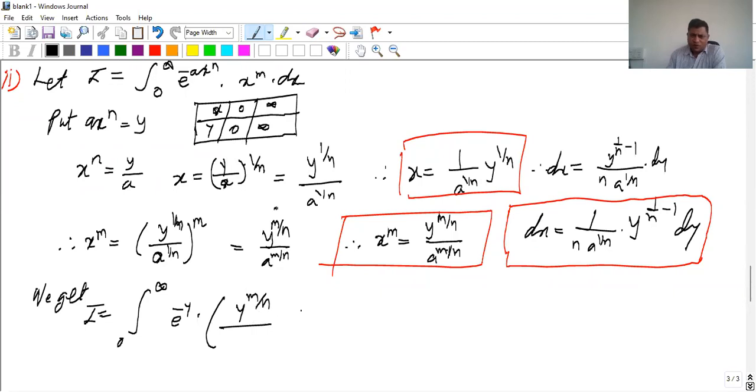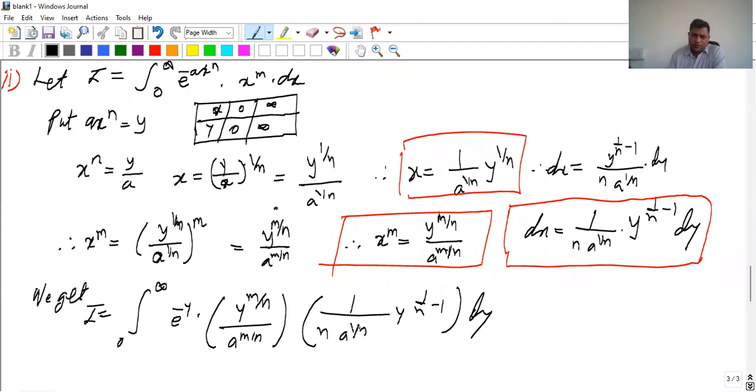Now, this is the next term we'll be having here. This is a raised to m by n. Is that okay? Yes, sir. We're getting this one. Okay, and now what we want, we'll have this is 1 upon n, a raised to 1 by n, y raised to 1 by n minus 1. Are you getting this now? Is there any doubt up to it? No, sir.